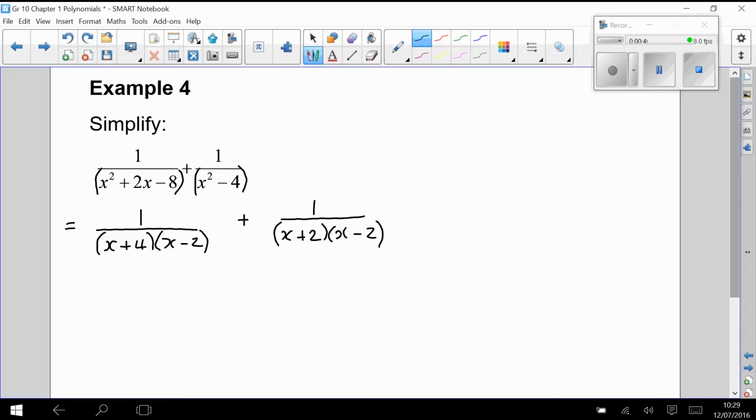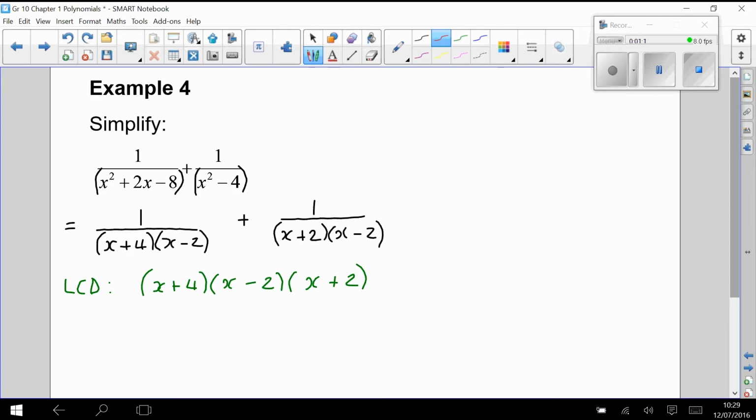Now that I have very nice linear factors, I'm going to be able to find my LCD. Remember, the LCD is the most of each type of factor. Here there are quite a number of factors because there's an x plus 4 bracket factor, there's an x minus 2 bracket factor, but there's also an x plus 2 bracket factor.